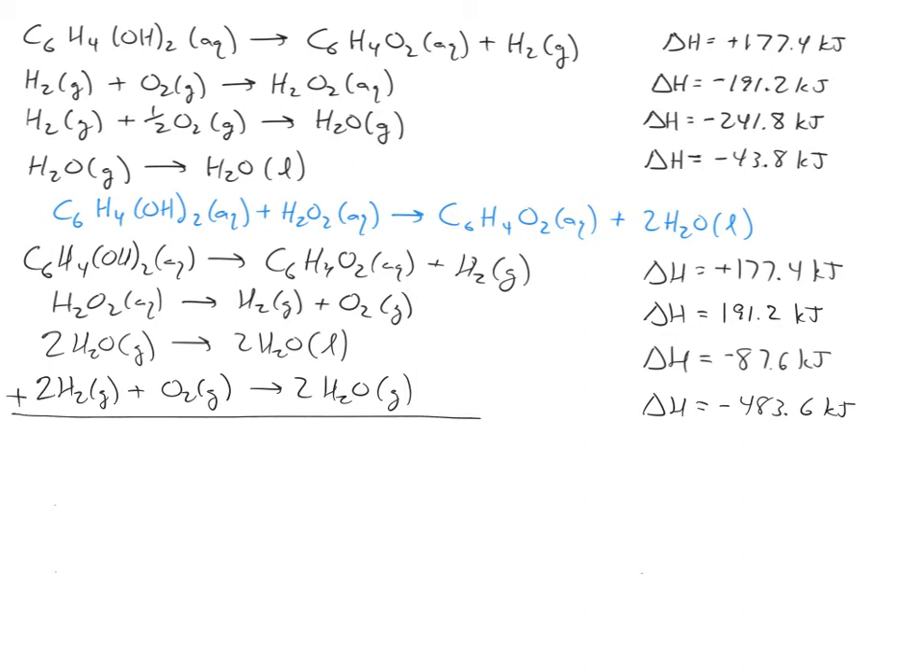And I cancel out the things that appear on both sides. For instance, as you can see, I have one H2 gas as a product, another H2 gas as a product. That's 2 H2 gases as product. I have 2 H2 gases as reactant. They cancel. Also, I have 1 O2 gas as a product. I have 1 O2 gas as a reactant. They cancel. Also, I have 2 H2O gas as a reactant. I have 2 H2O gas as a product. They cancel.